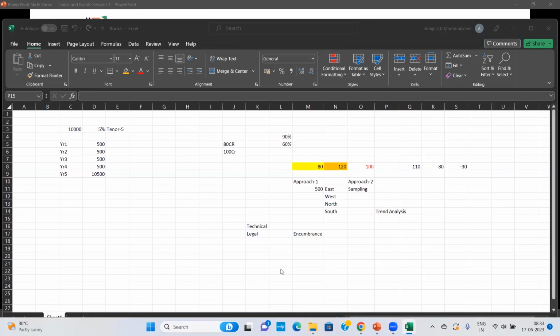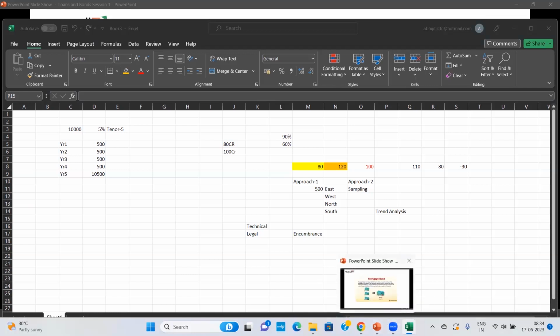Correct, you are right. You are right, Praveen. Praveen, you are with which company? Okay, Credit Suisse. Understood.